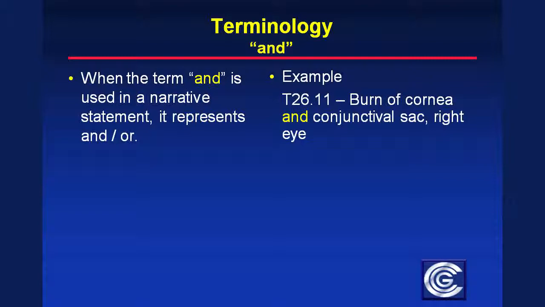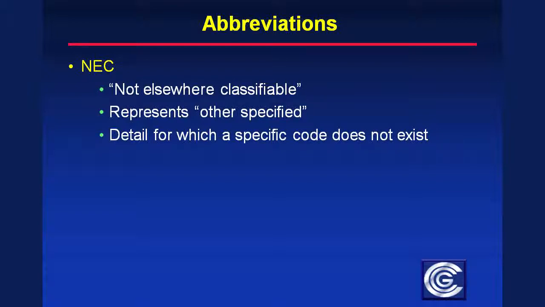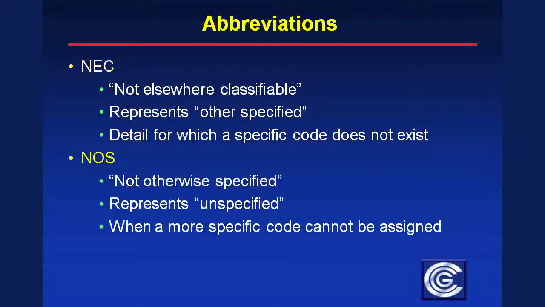When the term "and" is used in a narrative statement, it represents "and" or "or." So burn of the cornea and conjunctival sac can also be read as burn of cornea or conjunctival sac. NEC stands for Not Elsewhere Classifiable. It applies when the information in the medical record is specific, but the level of detail does not exist in the code set. NOS stands for Not Otherwise Specified. It applies when the information in the medical record is ambiguous or incomplete, such that a more specific code within the code set cannot be assigned. NOS appears along with the term unspecified in ICD-10.